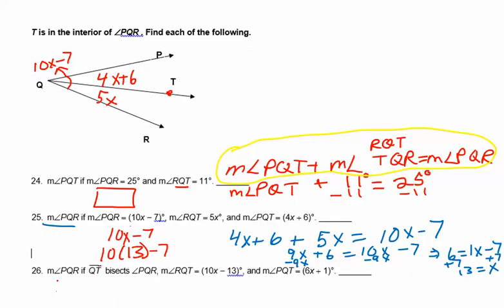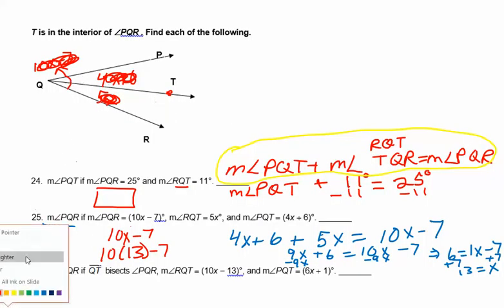All right, very last problem says, different expressions here. So it says that this time, I have to scribble them out because it won't let me change them now. It says that QT has bisected this big angle. That means that this angle PQT is equal to angle TQR, RQT.